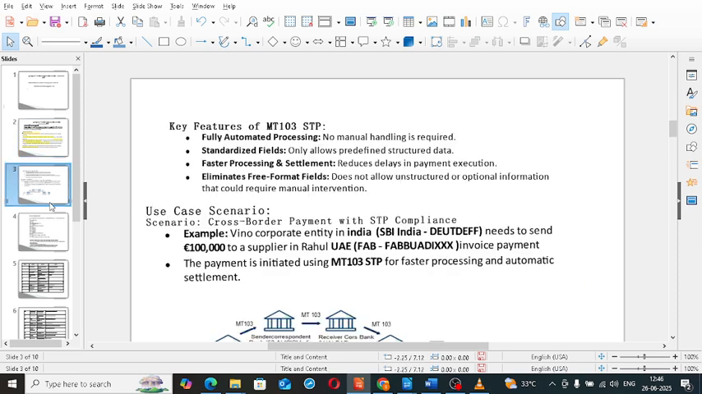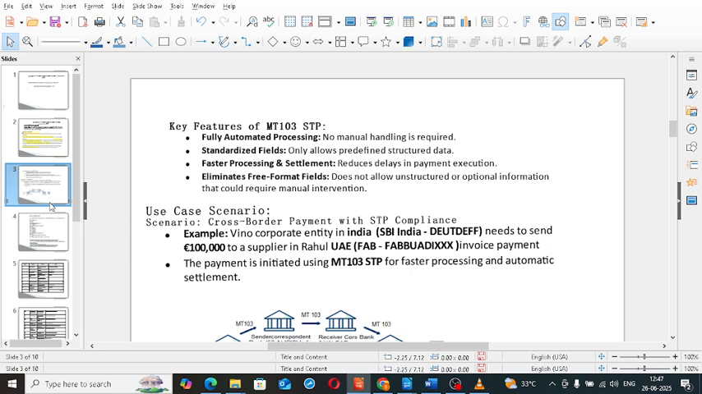Next, what are the key features of MT103 STP? It's a fully automated process from start to end. Whenever you initiate the transaction, it flows automatically, so manual handling is not required. It's a standardized field: compare field 77A, remittance information, which is always in structured format in MT103 STP, but in MT103 it's not structured. So everything is in structured data format, and unnecessary interventions never happen.